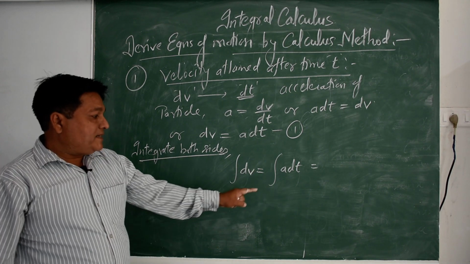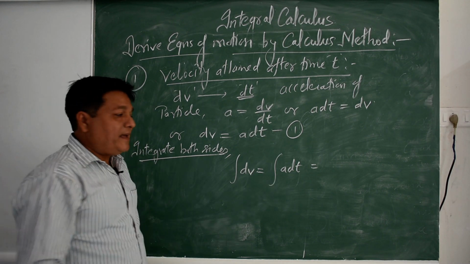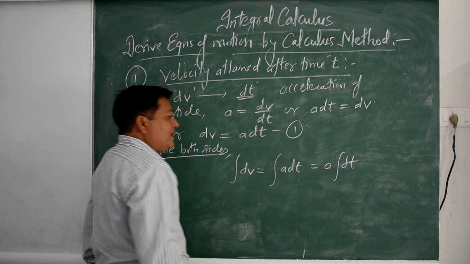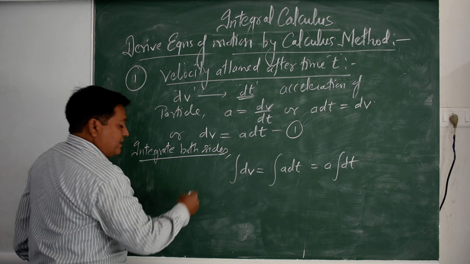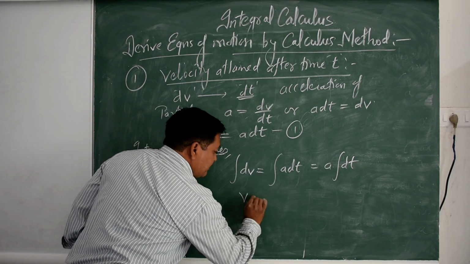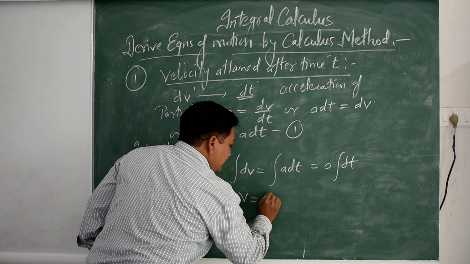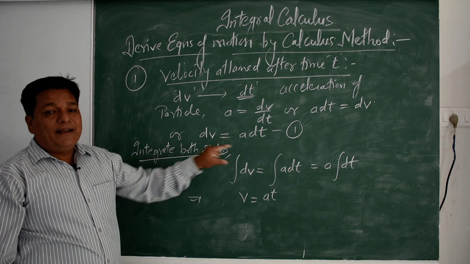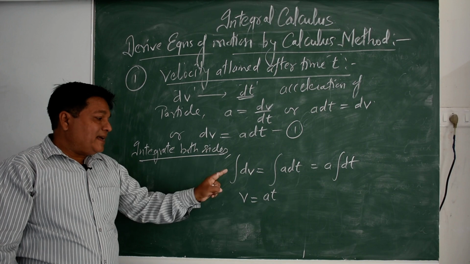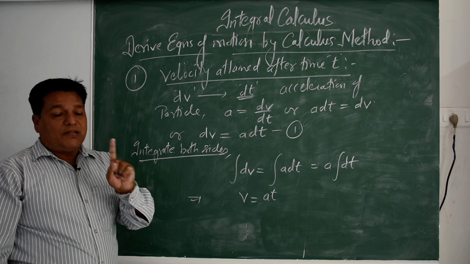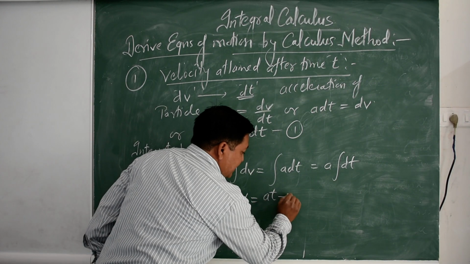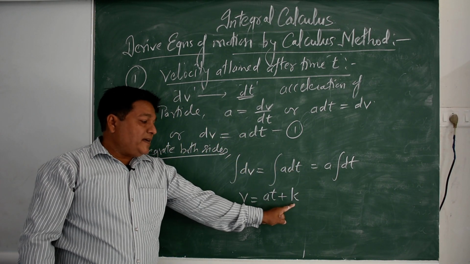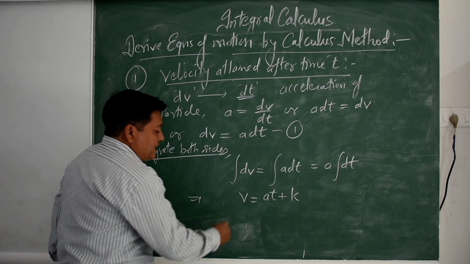Since this is a uniformly accelerated motion, a is a constant term, so a will come out, a into integration of dt, and integration of 1 dt is t. Now the result for dv will be v is equal to a into t. Since this type of integration is indefinite integration, we have to add one constant. So in the result we add one constant k, where k is a constant. So this is equation number 2.